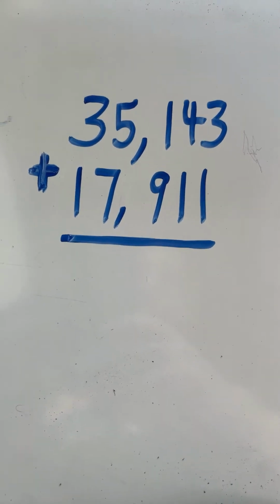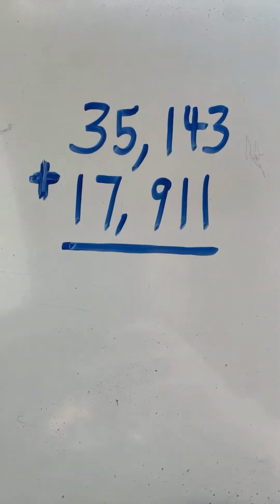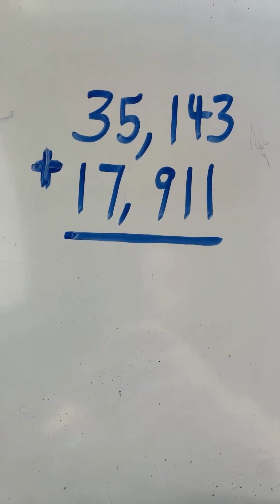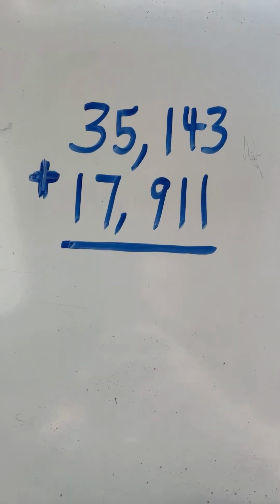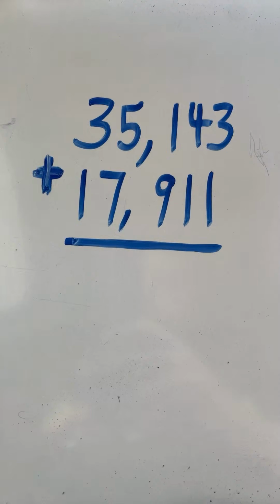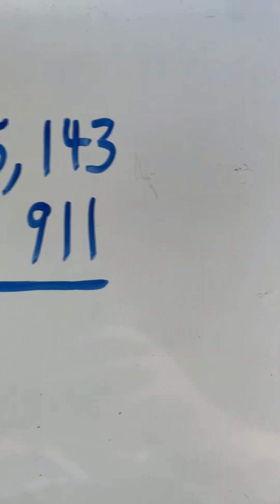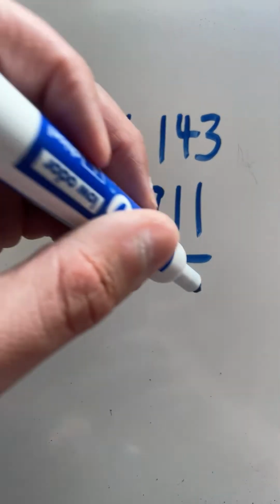All right, our next example problem is 35,143 plus 17,911. I'm going to go through step by step how to solve that problem. So we always start with the digits all the way to the right. We always start in the ones place. So we're going to start by adding 3 plus 1. 3 plus 1 equals 4.